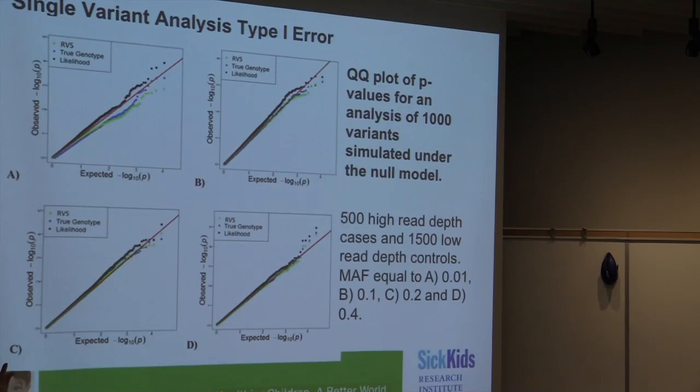is, we call it, the likelihood method. So that's the method where we're using the genotype uncertainty, but we're not adjusting for the variance differences. Okay, and you can see in every situation that RVS is getting pretty close to the true genotype situation, but that if you don't adjust for differential variance due to read depth, which is the black, you're going to see some inflation.